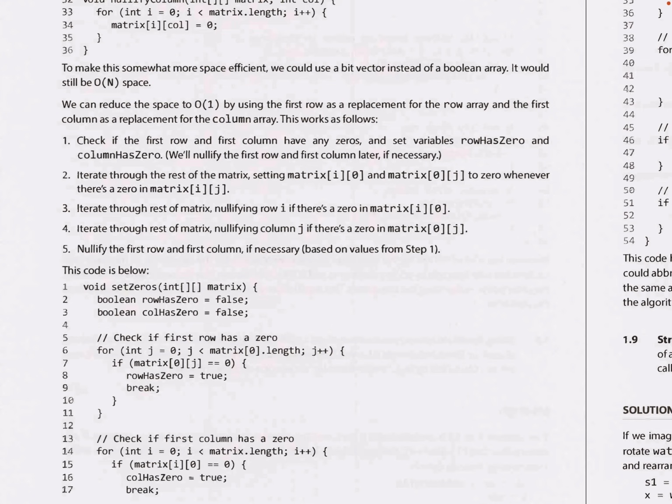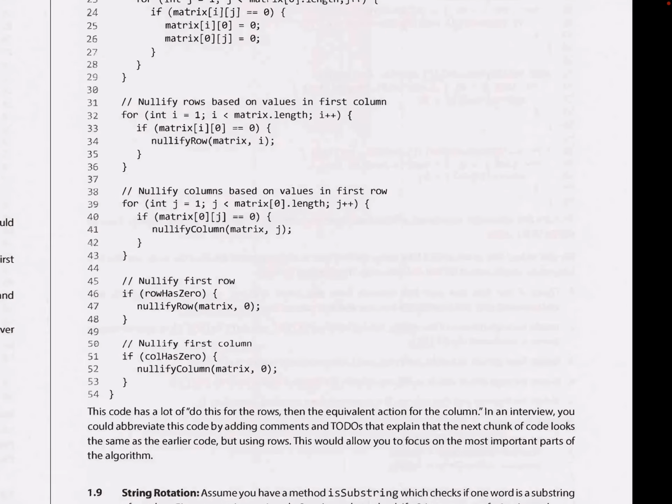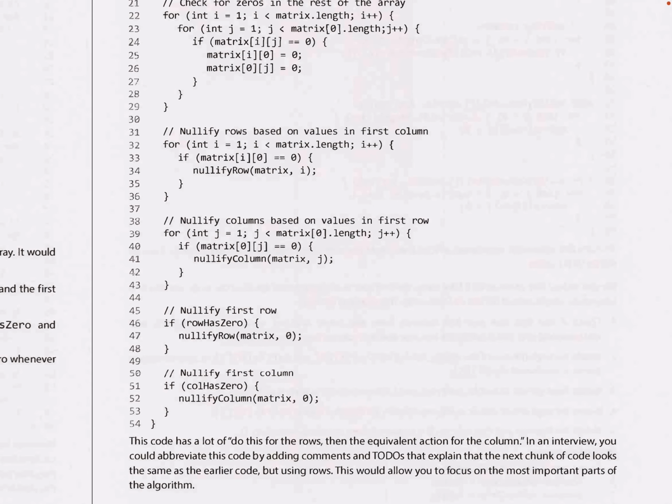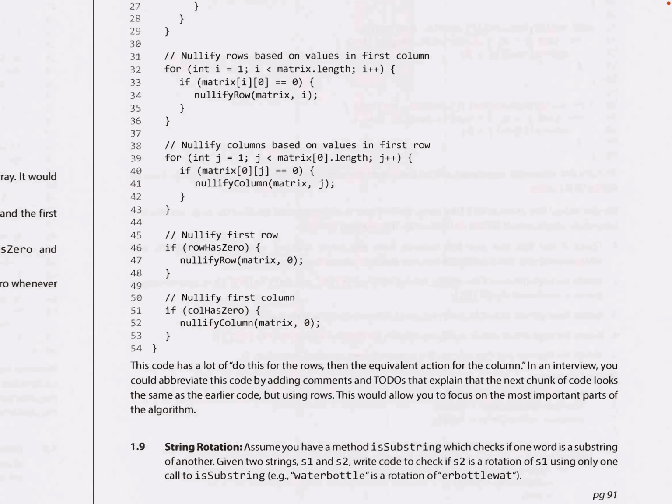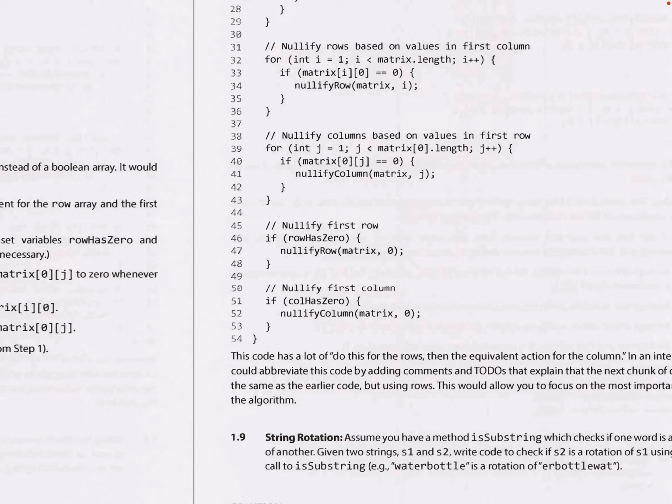Okay, so we'll check. This code has a lot of do this for the rows, then the equivalent action. In an interview, you could abbreviate this code by adding comments and explaining that your next chunk of code looks the same as the earlier, but using rows. This would allow you to focus on the most important parts of the algorithm. Yeah, because this is a lot of work.